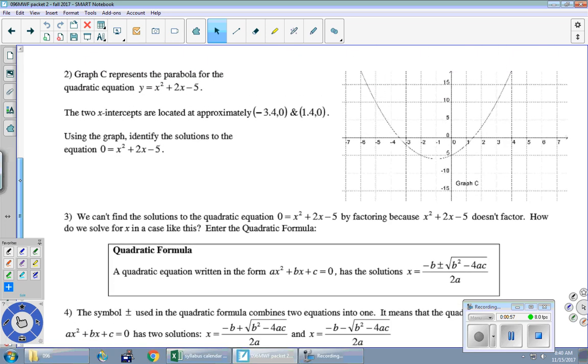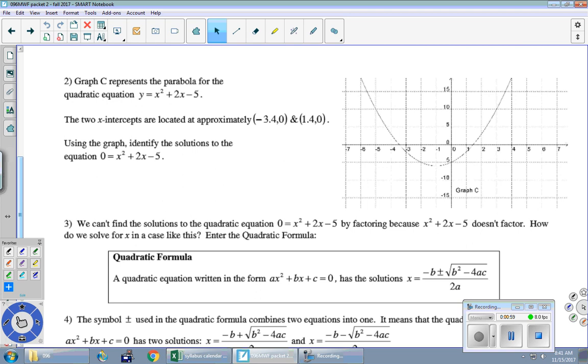Okay, so here's a graph, and it is a parabola, and the graph for that parabola came from this equation right here, y equals x squared plus 2x minus 5. So if you had to estimate the x-intercepts, what would you say they are?